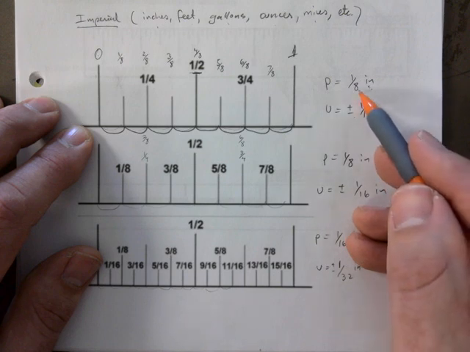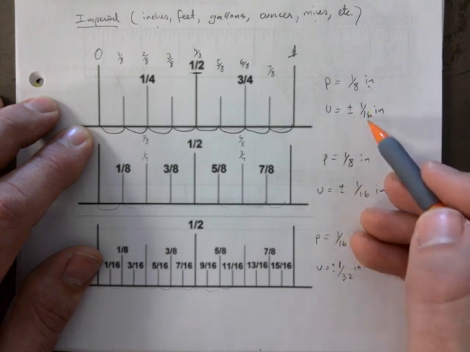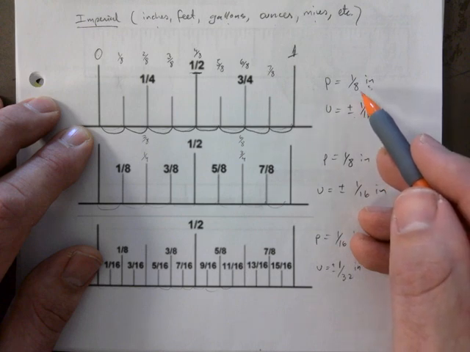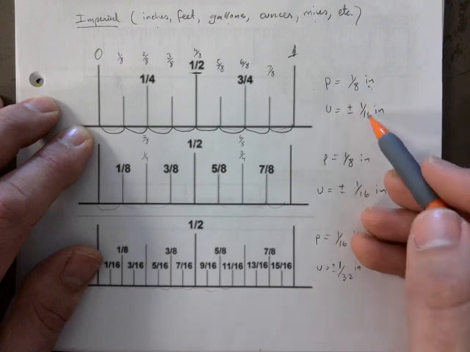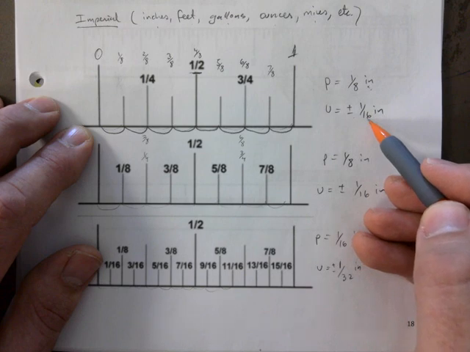Watch what I did. I just doubled the denominator, which is really halving this. Right? If the denominator goes up by twice as much, you're having half as much. So if it's 1/8 of an inch that you're going up by, uncertainty is 1/16 of an inch.